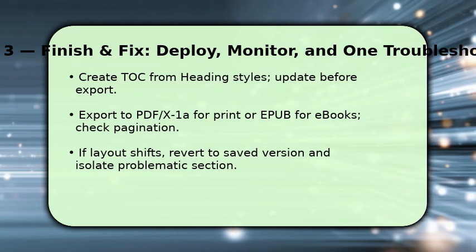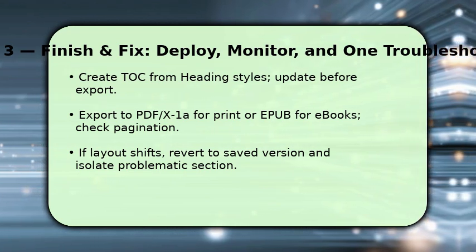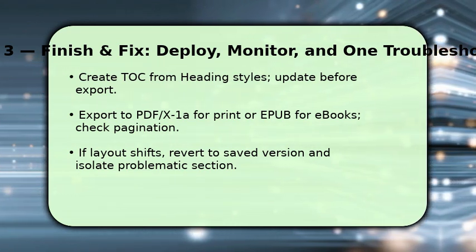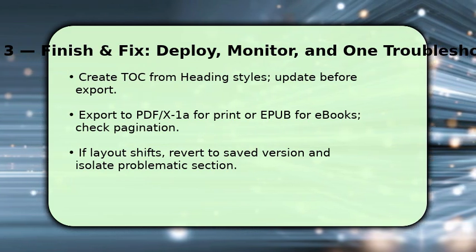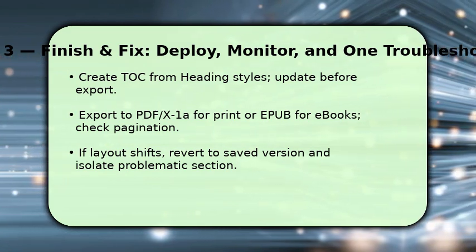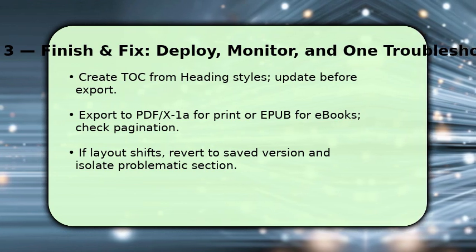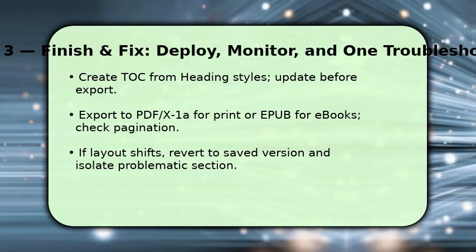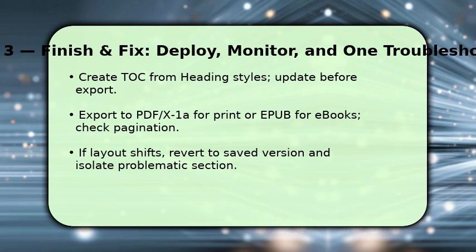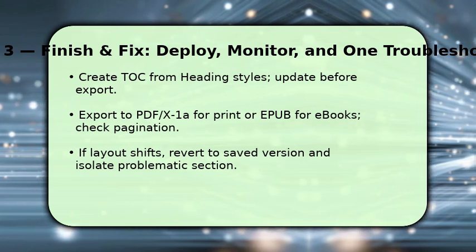Export to PDF for print or EPUB for ebook. Choose PDF/X1A for commercial printers. Check pagination, widows/orphans, and image quality. If something breaks, make a copy and revert to the last good save, then isolate the section causing shifts, often a rogue style or oversized image.